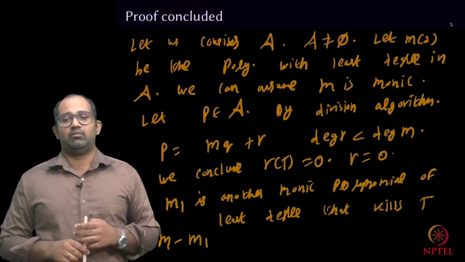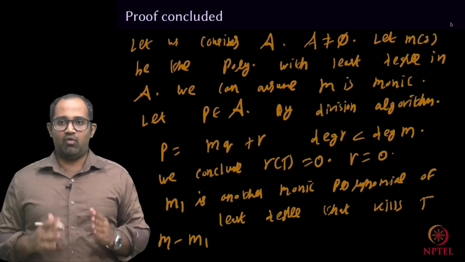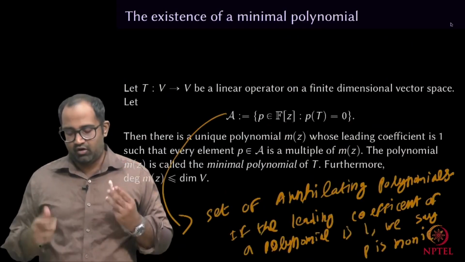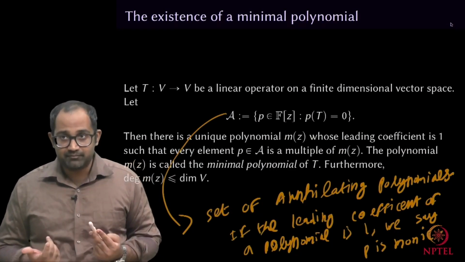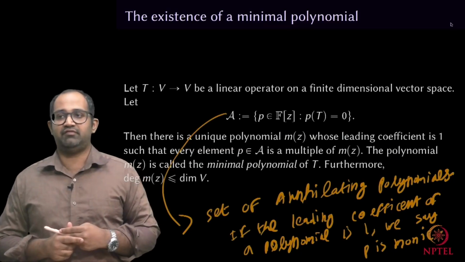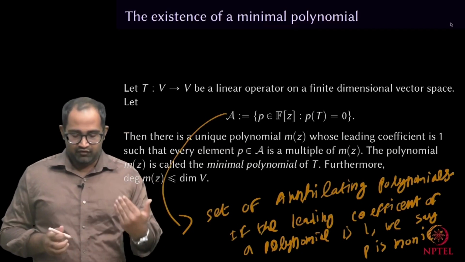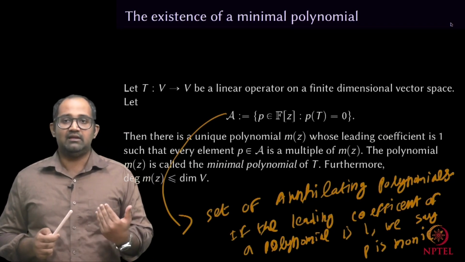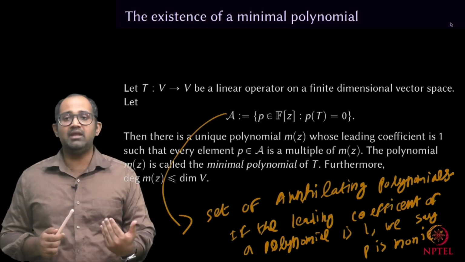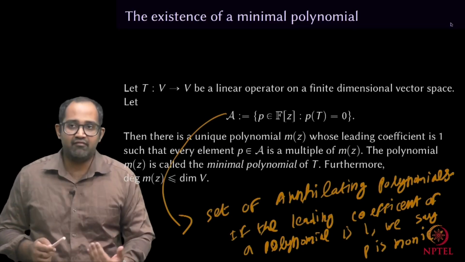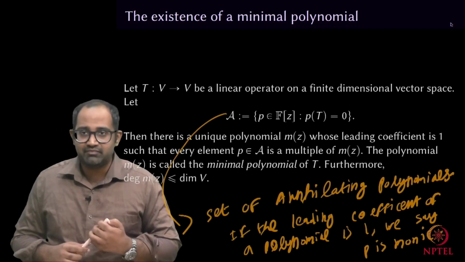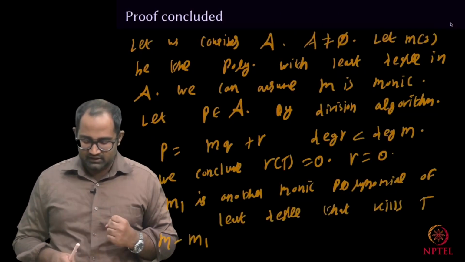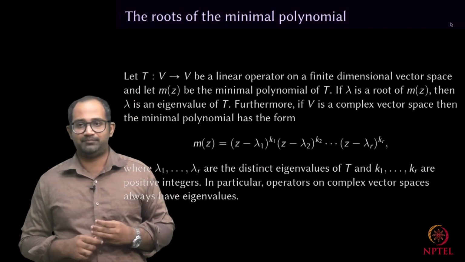Okay? So we have completed this long and somewhat tedious proof that there exists a polynomial that annihilates T, provided the space is finite dimensional. If you take the leading coefficient to be 1 and look at the least degree polynomial, that is going to be unique, and that's going to be the minimal polynomial, in the sense that every other polynomial that kills T is divisible by M. Okay. So we have shown the existence and uniqueness of the minimal polynomial.